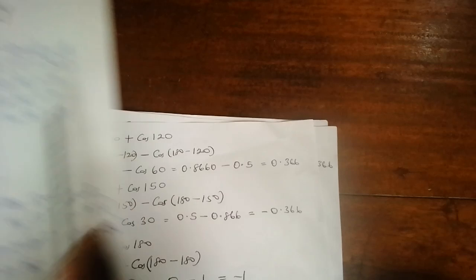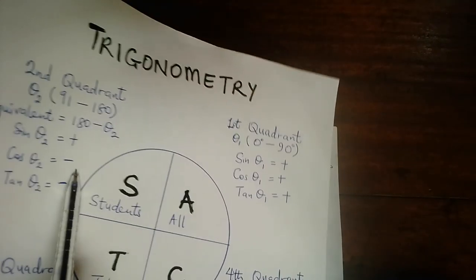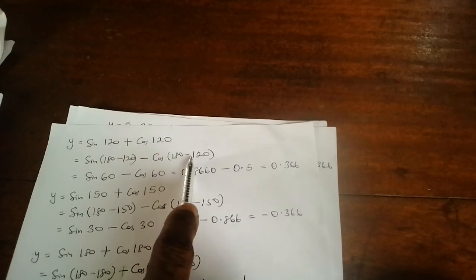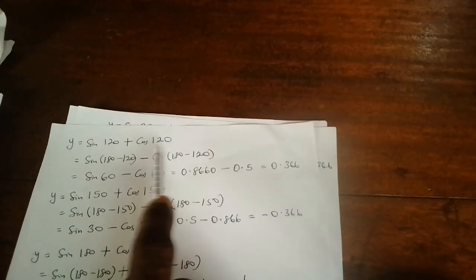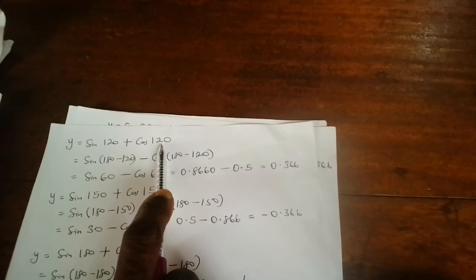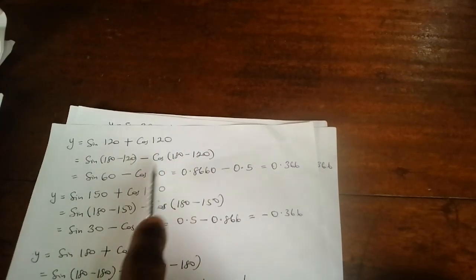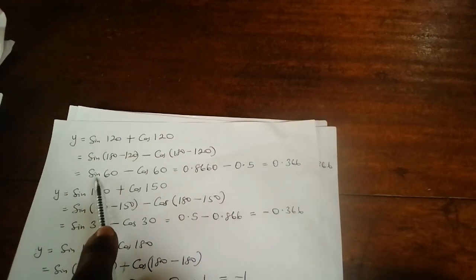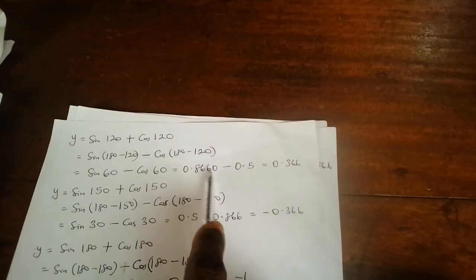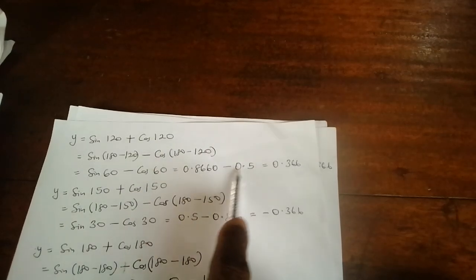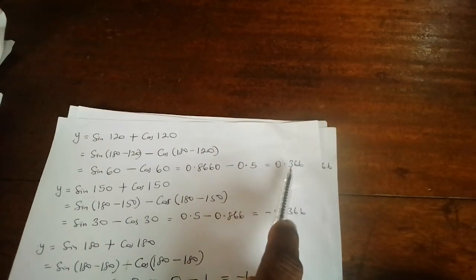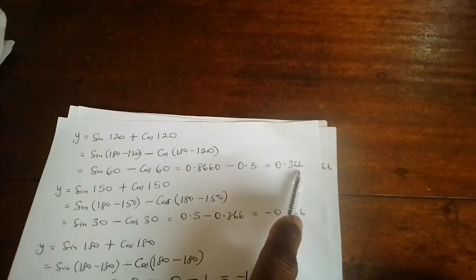So minus cos 180 minus 120. In the second quadrant, cos is negative. So this minus times plus will give us minus. The equivalent of 120 in the first quadrant is 180 minus 120, which is 60. So that means we'll be having sine 60 minus cos 60. Sine 60 will give us 0.8660 minus cos 60 will give us 0.5. 0.8660 minus 0.5 will give us 0.366.